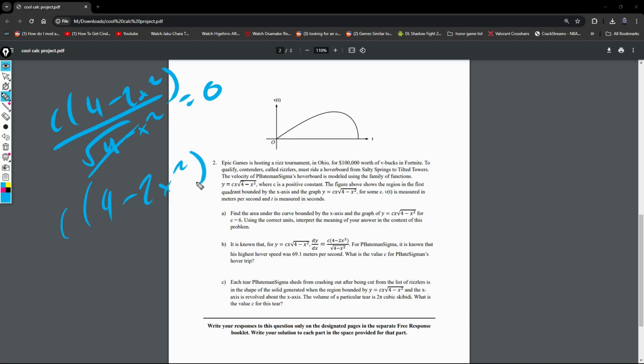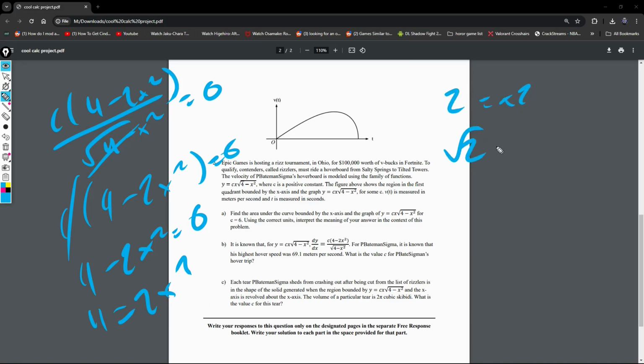4 minus 2x squared equals 0. 4 equals 2x squared, and then we find that 2 equals x squared. So the square root of 2, plus or minus, is x, right? And it can't be negative, so the square root of 2 equals x.